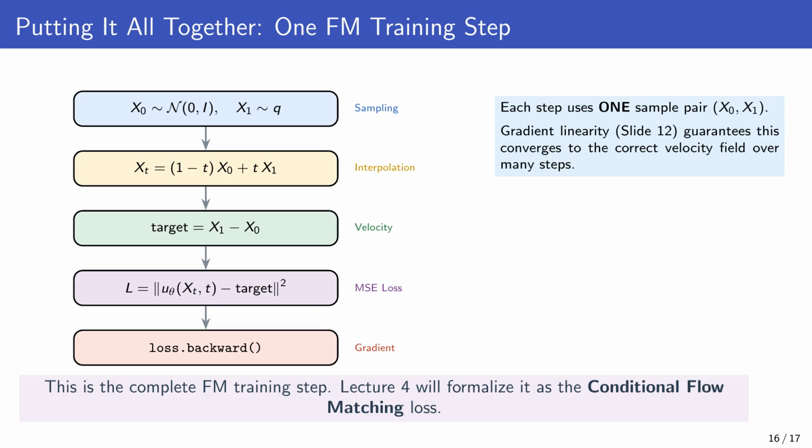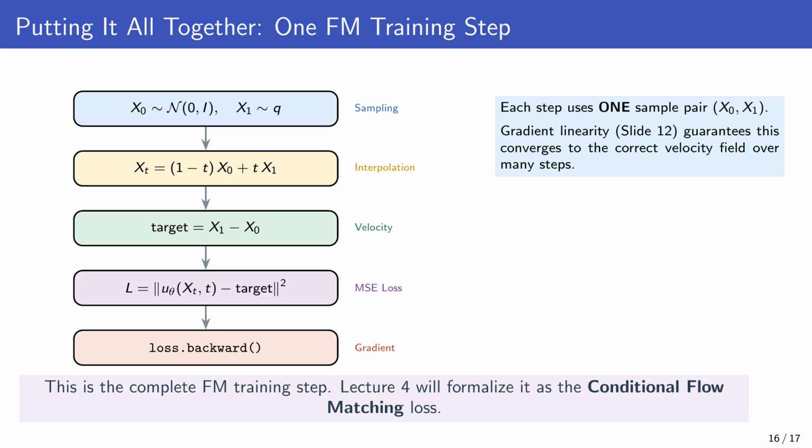Now let us put all 5 concepts together into a single flow matching training step. Step 1, sampling. Draw a noise point x0 from the Gaussian and a data point x1 from the dataset. We covered this in slides 3 and 4. Step 2, interpolation. Pick a random time t and compute x_t, the interpolated position along the straight line path. Slide 5. Step 3, the target velocity. For the linear path, this is simply x1 minus x0, the direction from noise to data, also from slide 5.